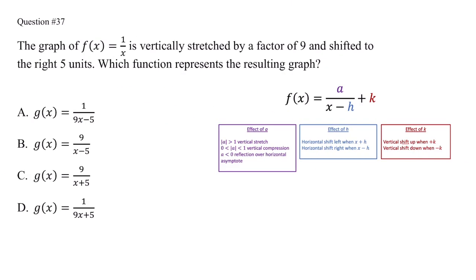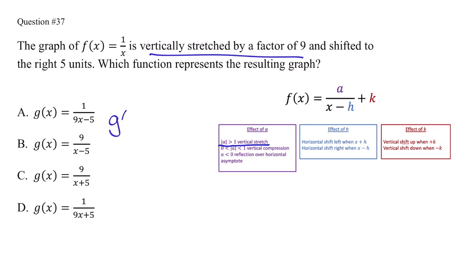So here it says the graph of f of x equals 1 over x is vertically stretched by a factor of 9 and shifted to the right 5 units. Which function represents the graph? Okay, so vertical stretch is going to be an absolute value of a greater than 1. So that means that a is going to be 9. Okay, so that's going to be my vertical stretch.